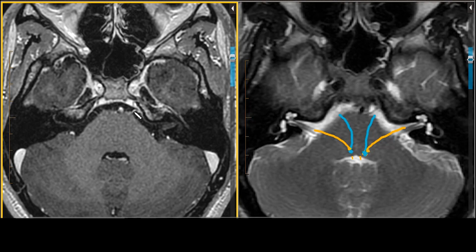So is it an ischemic 6th nerve? No, the 6th nerve was normal. It's not ischemic. It's a small perforator. And how do we know that? Let's look on this side.